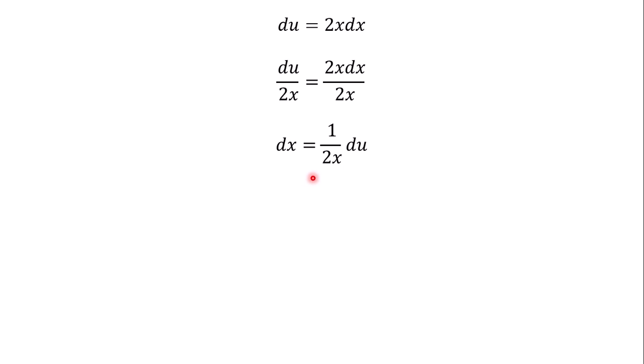Good. Now we know what is going to replace dx, that is 1 over 2x du. Remember, don't worry about this x because we are going to do cancellation at the end of the day.